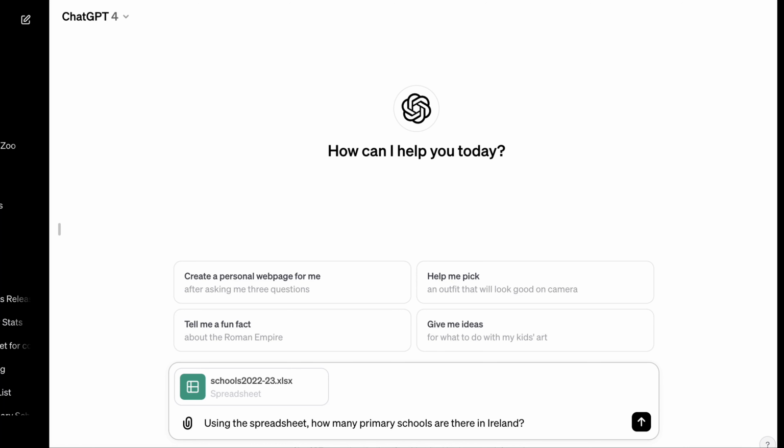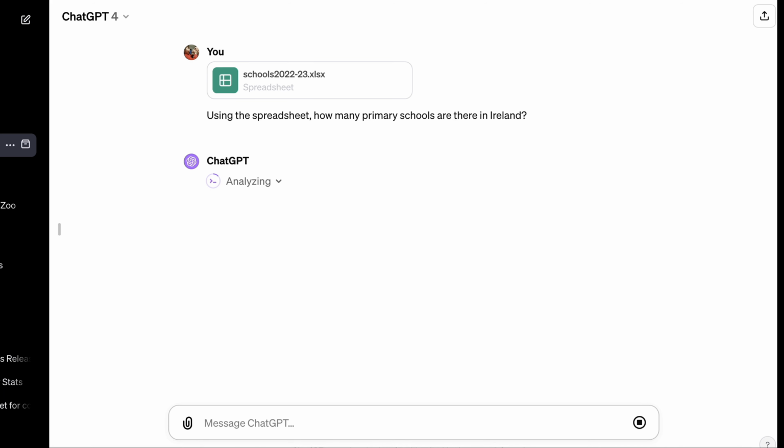What it's going to do is analyze the spreadsheet first of all and explain what it sees in the spreadsheet, and then it's going to give me the answer. So it's analyzing the spreadsheet as we speak, and it's going to tell us in a minute or two what's actually in it, and then we're going to start asking a couple of questions about it. It's still analysing away. It's a big document, so sometimes it takes a while. There we are. It tells us there's 3,230 schools listed in the spreadsheet which are likely to be primary schools because they're referred to as national schools. It's quite clever in that respect.